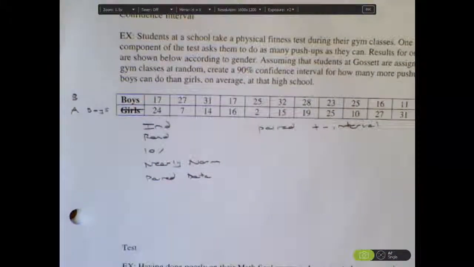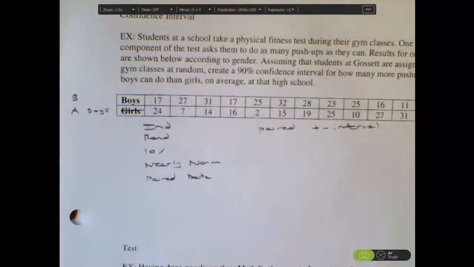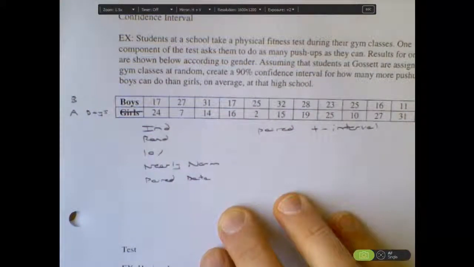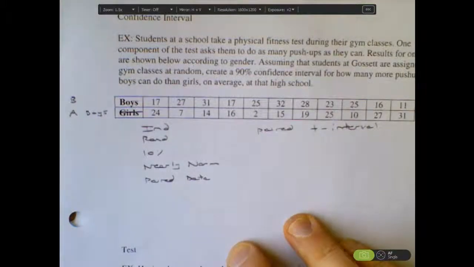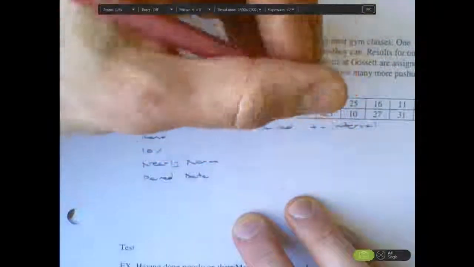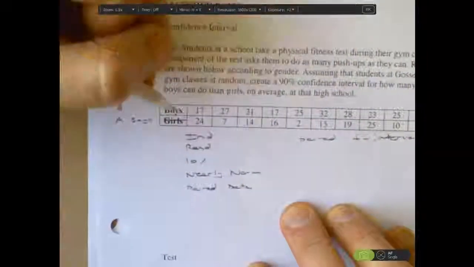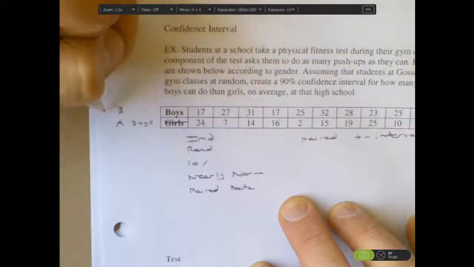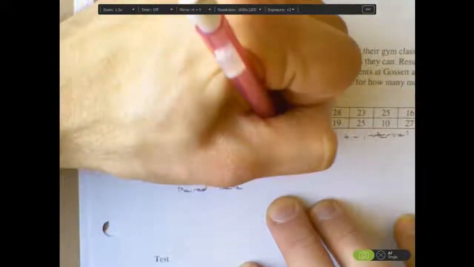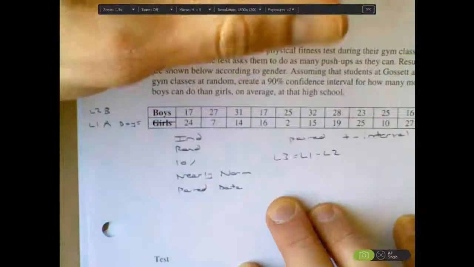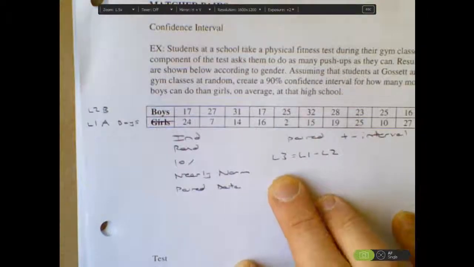Okay, so I would need to plug this data in my calculator, list 1, list 2, and then create a new list, L1 minus L2, to get the difference. And then what I want to do is just do a t interval on that list. So I don't have the time to do that at this moment, but I'm assuming I call this list 2, list 1, and I say list 3 is going to be L1 minus L2, and then I run my data on L3 and do a t interval based on that.